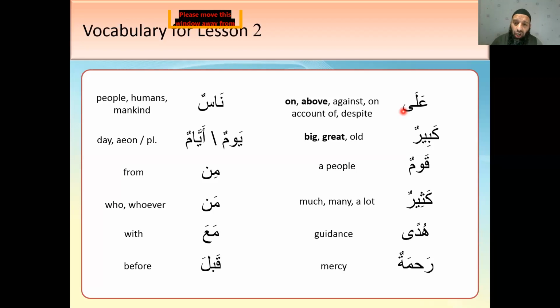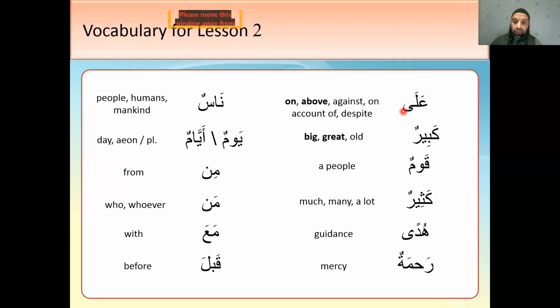It means on, could mean above, against, but generally just take on as the meaning, on. Like the pen is ala the table. The pen is on the table. Ala. Next one, kabirun. It sounds kabir.